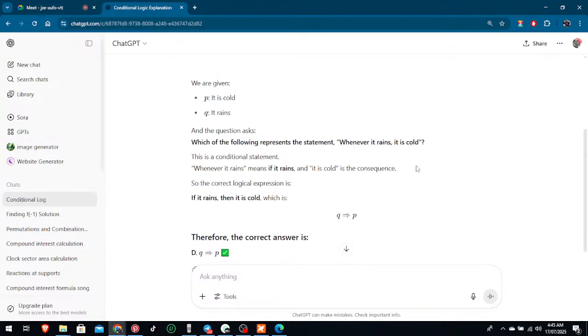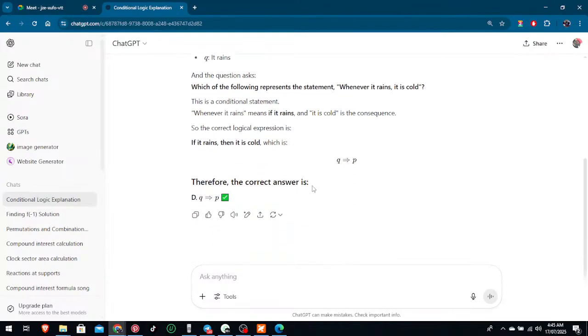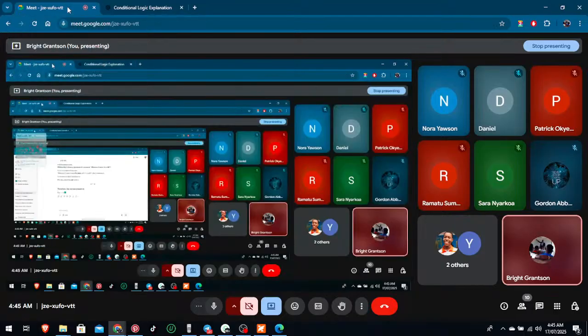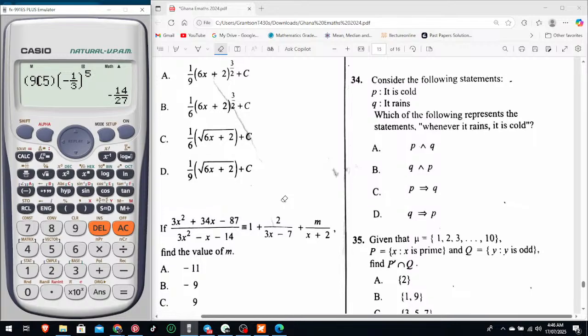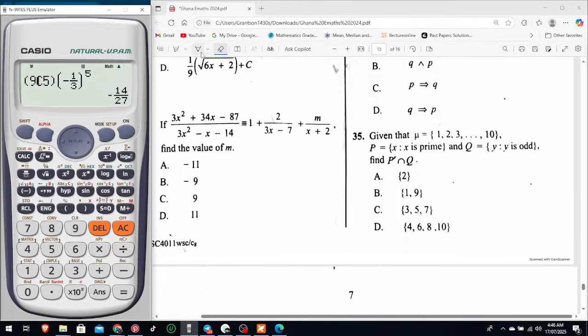It says that we are given P as it is cold, Q as it rains. The question asks which of the following represents the statement: whenever it rains, it is cold. This is a conditional statement. Whenever it rains, it means if it rains, then it is cold, as a consequence. So the correct logical expression is: if it rains, then it's cold. So the option is D. Are you okay? Yes, sir. So option D.